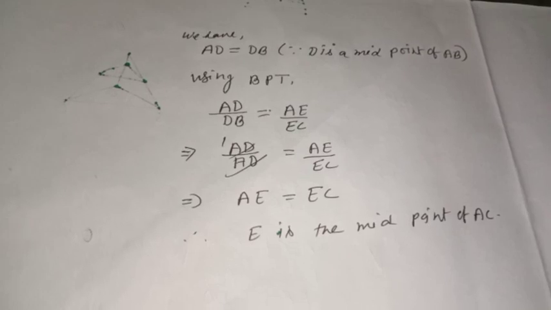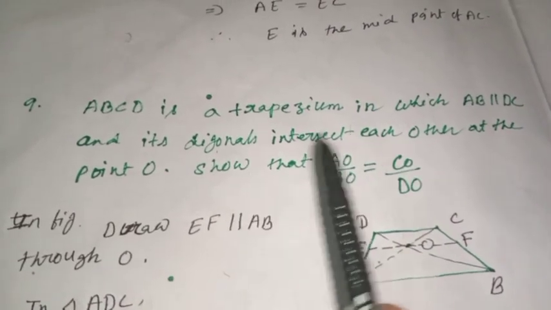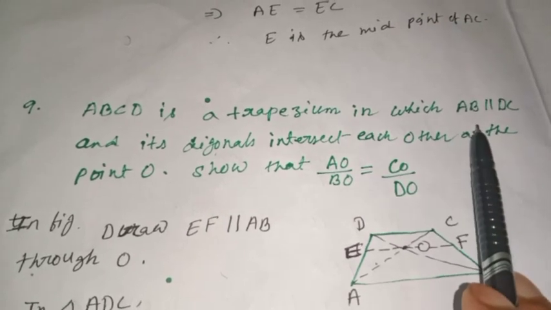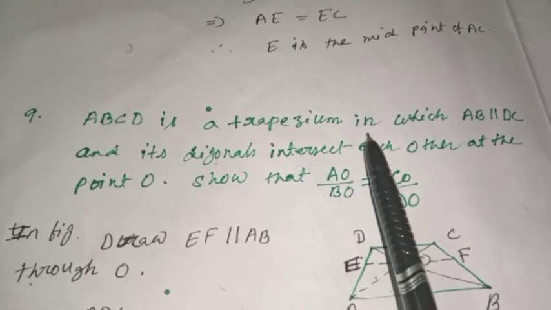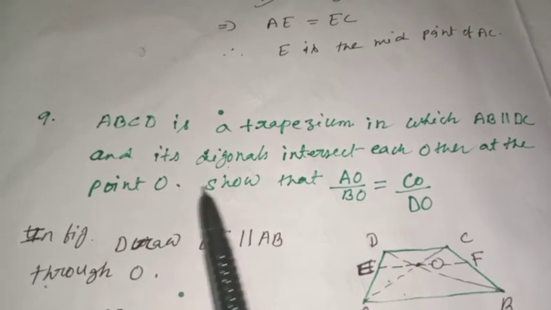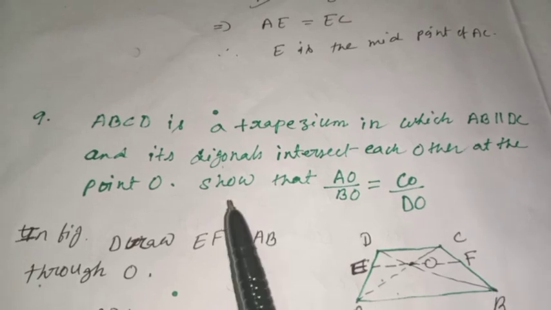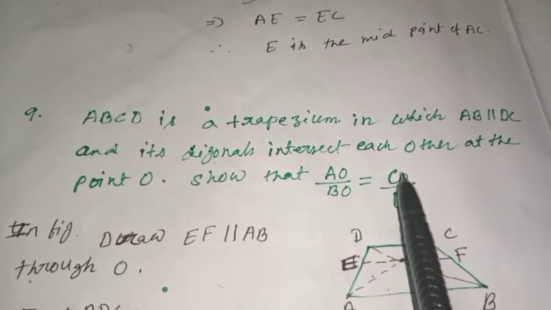Okay, next question. Number 9. ABCD is a trapezium in which AB is parallel to DC. The figure they have not given in the question, okay? ABCD is a trapezium in which AB is parallel to DC and its diagonals intersect each other at the point O, so that AO by BO is equal to CO by DO.